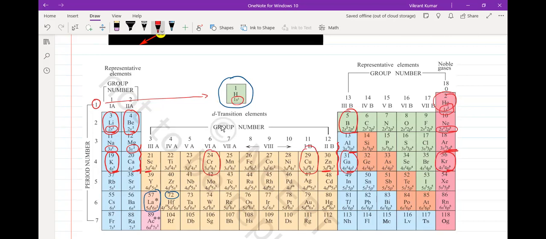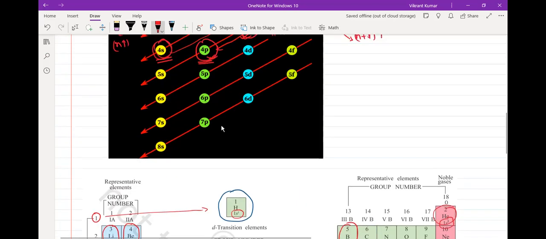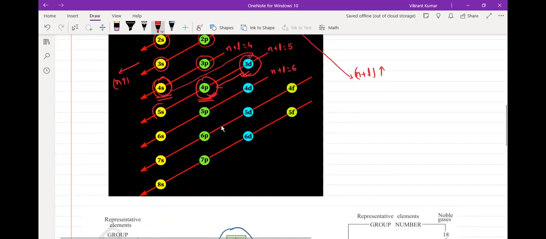After that again we have to fill the 5s. So if you start at 5s, then you have to fill 4d and then 5p, and that will be the end of the fifth period, right, because every nth period will start at ns, it will end at np. Okay, so 5s, 4d, 5p.